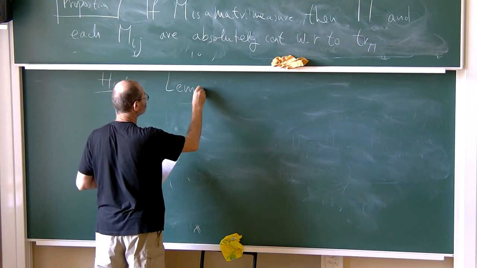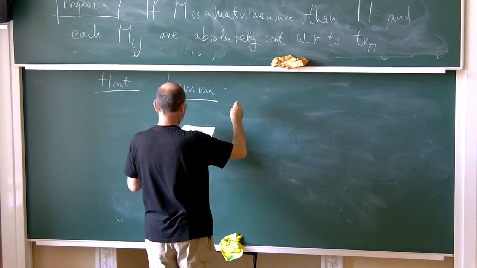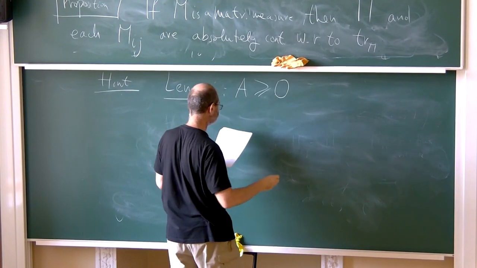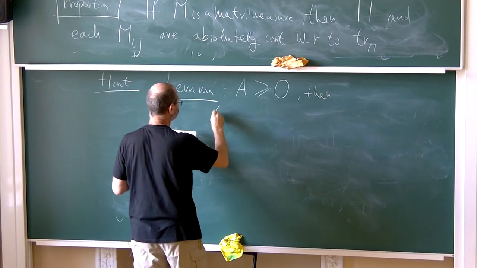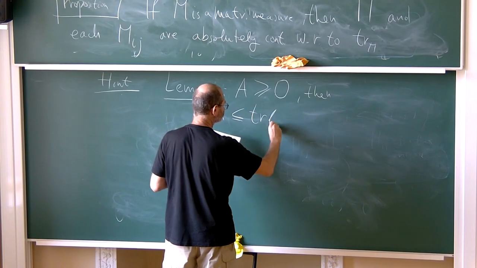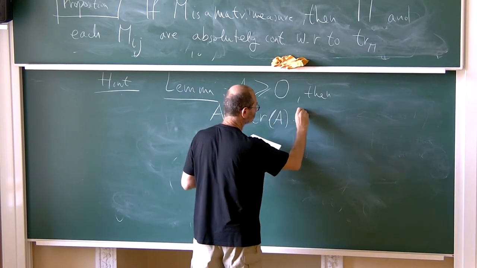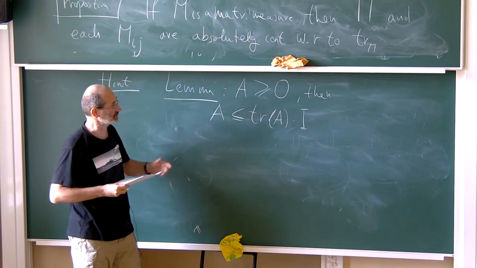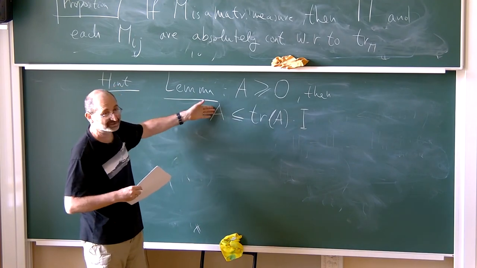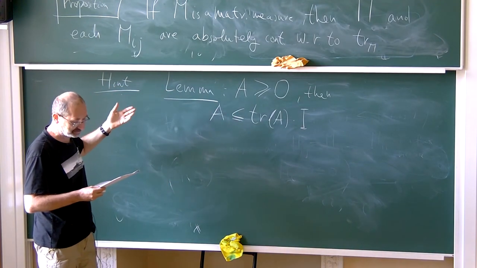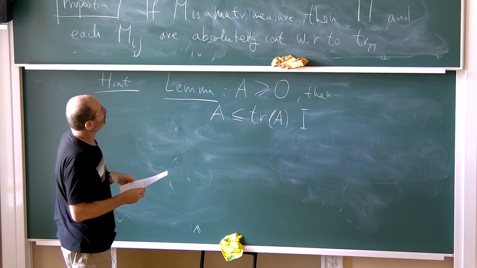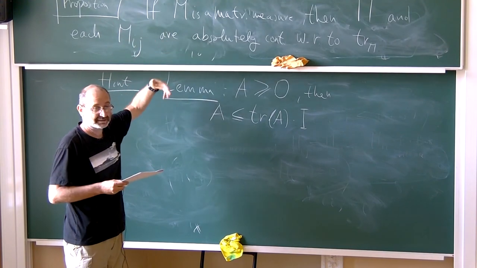This is the lemma for matrices. If A is a non-negative matrix, then A is less than or equal to the trace of A, this is the number, times the identity, this is the matrix. And it's easy to prove, because these are diagonal matrices, so we can make a common diagonalization, and I think everybody can prove this. Using this, we just obtain this. So this is a very simple observation, but very, very important.